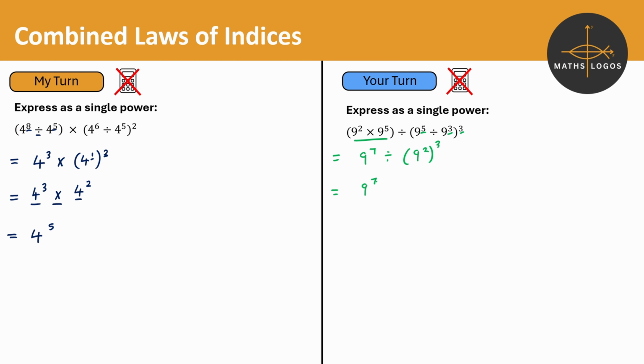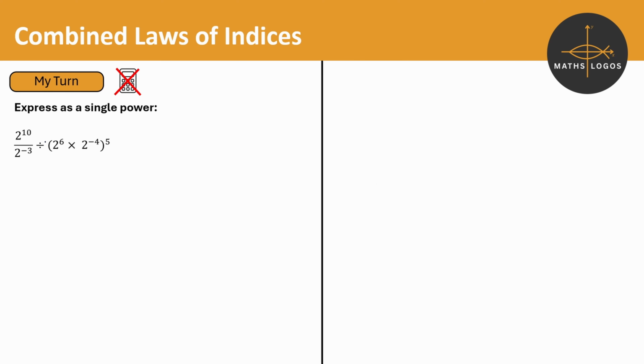So this is 9 to the power of 7 divided by 9 to the power of 6. And then subtract your indices because we're dividing. So do 7, subtract 6 to give you 1. So 9 to the power of 1, we'll just write that as 9. That's your answer. So our next example introduces some negative indices.